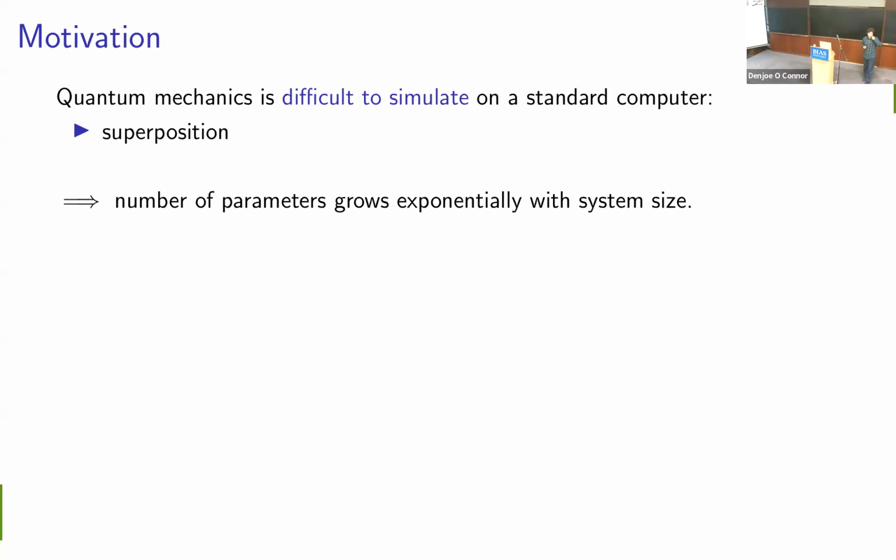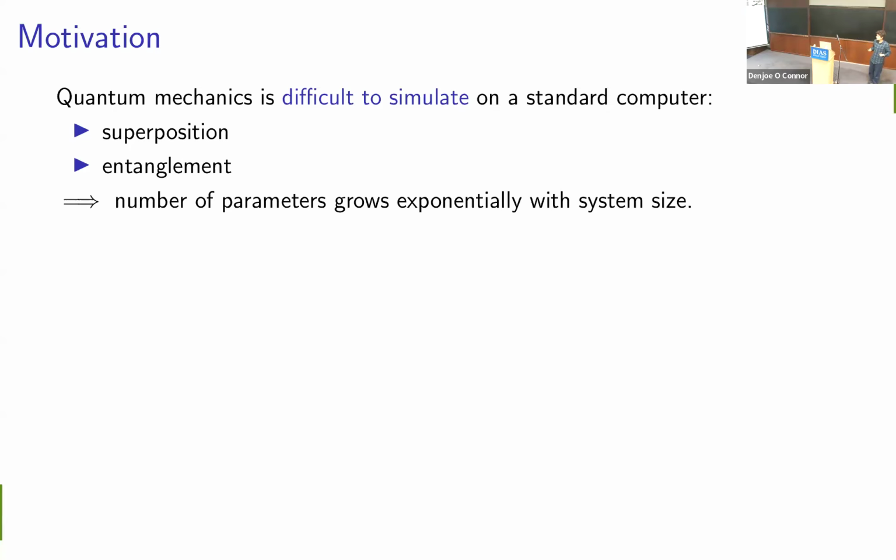As motivation for what I'm talking about: quantum mechanics, as people realized once we started building computing machines, is really difficult to simulate on a normal computer. The reason is that in quantum mechanics we have superposition of different states, and we also have entanglement. That means the number of parameters we need to keep track of in order to simulate a quantum system grows exponentially with the size of the system. No one has found a way yet of getting around that when running simulations, so very quickly it becomes intractable, even on a classical supercomputer.